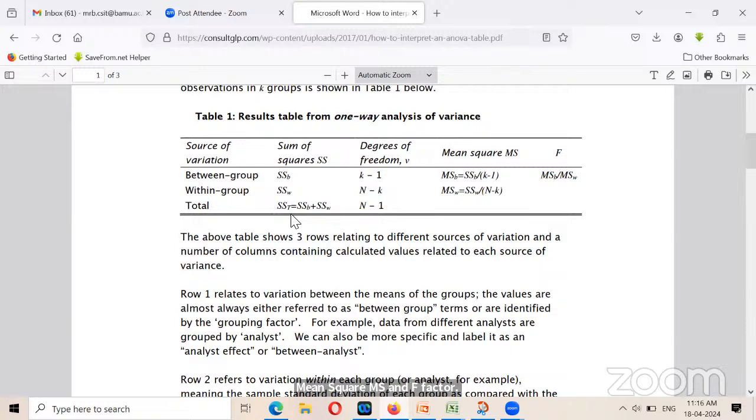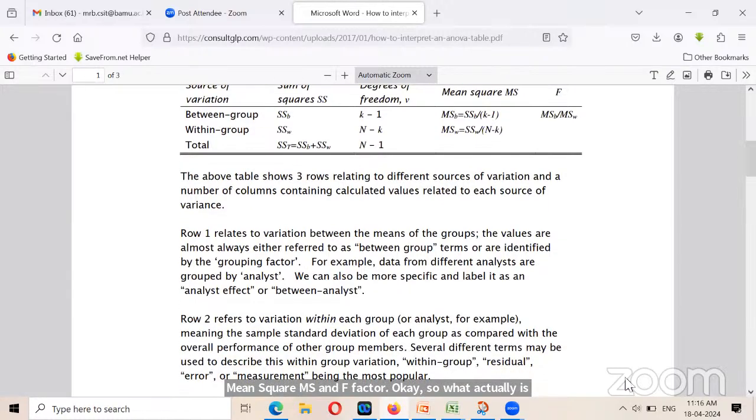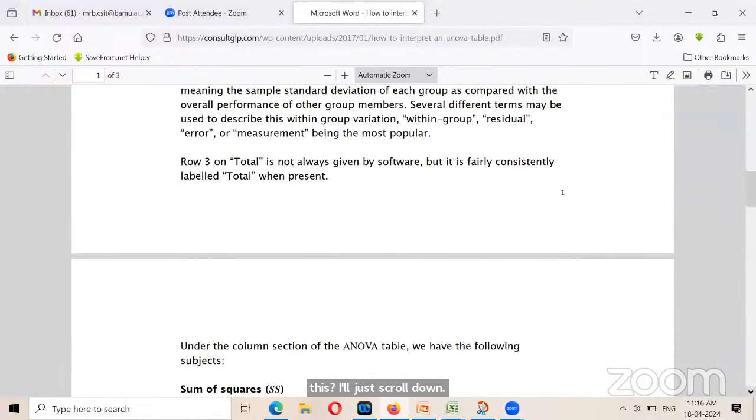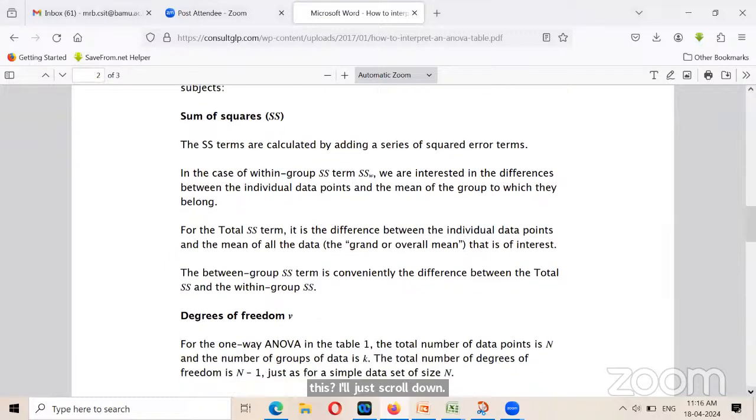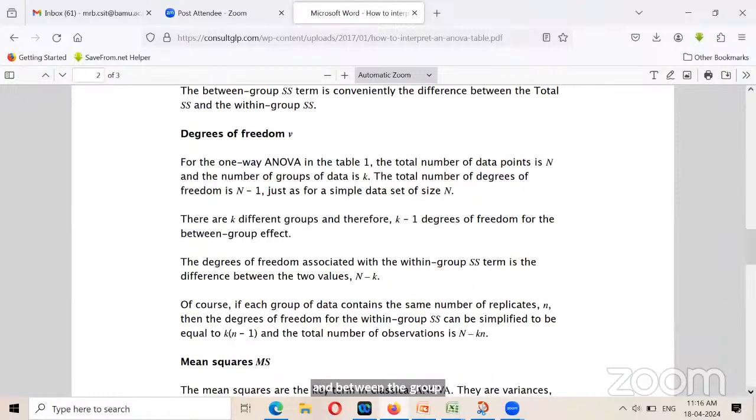So what actually is this? Sum of square is calculated by adding a series of squared error terms, within the group and between the group. The square is simply taken to eliminate the negative values, the values which have minus signs.